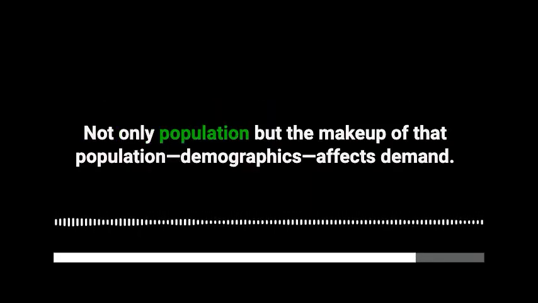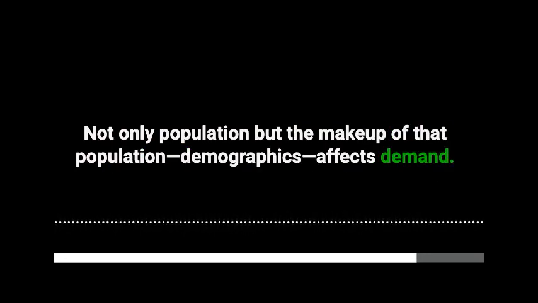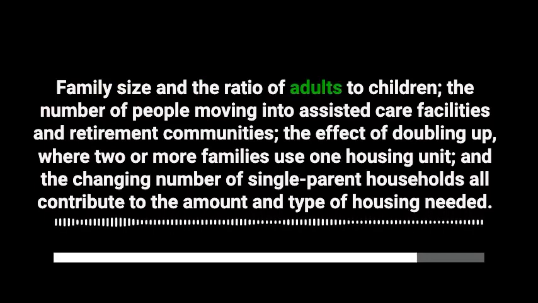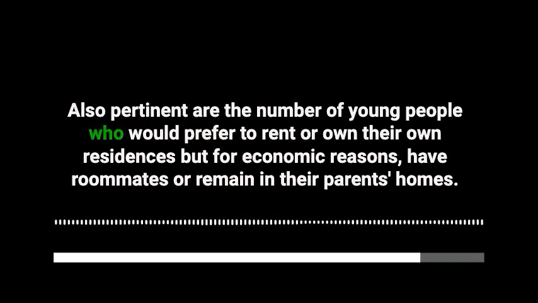Demographics. Not only population, but the makeup of that population, demographics, affects demand. Family size and the ratio of adults to children, the number of people moving into assisted care facilities and retirement communities, the effect of doubling up, where two or more families use one housing unit, and the changing number of single-parent households all contribute to the amount and type of housing needed. Also pertinent are the number of young people who would prefer to rent or own their own residences, but for economic reasons, have roommates or remain in their parents' homes.